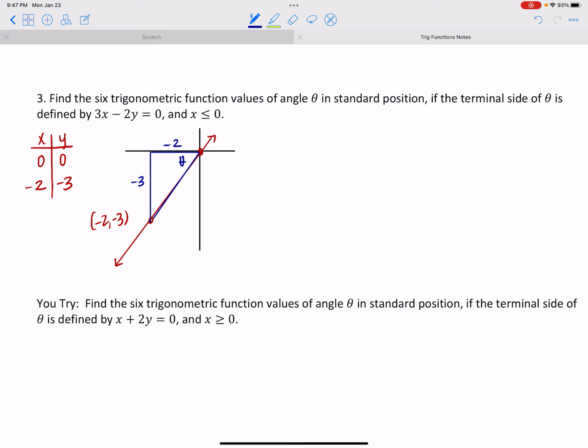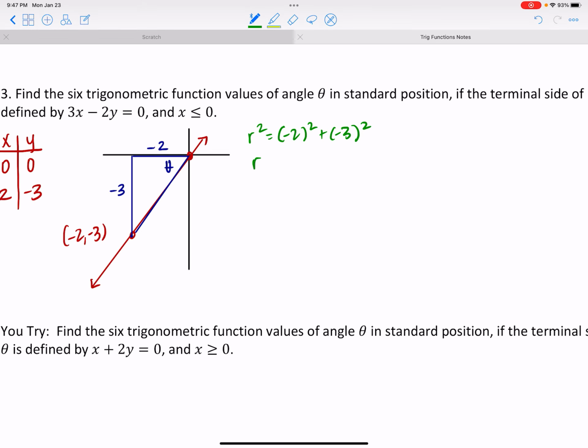Again, I can use Pythagorean theorem to figure out what the radius length is here. So I'm going to say r squared is equal to -2 squared plus -3 squared. So that's going to be 4 plus 9, which is 13. And so r is going to be the square root of 13. Can't be simplified. So there it is, okay?